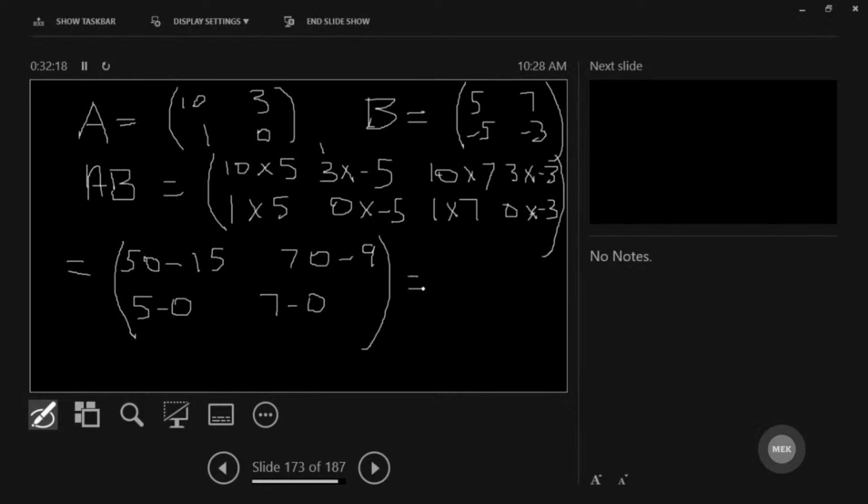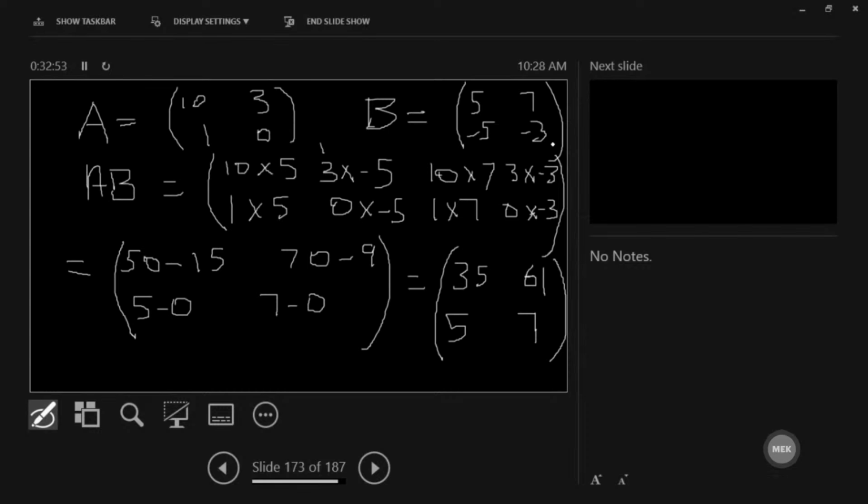So we're going to end up with 35, 61. So 50 minus 15, that's 35. 70 minus 9, that's 61. 5 minus 0 is 5. 7 minus 0 is 7. So this is what we end up with. That is the product of the 2 by 2 matrices.